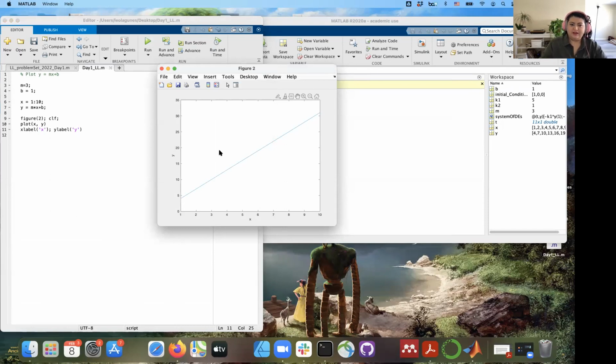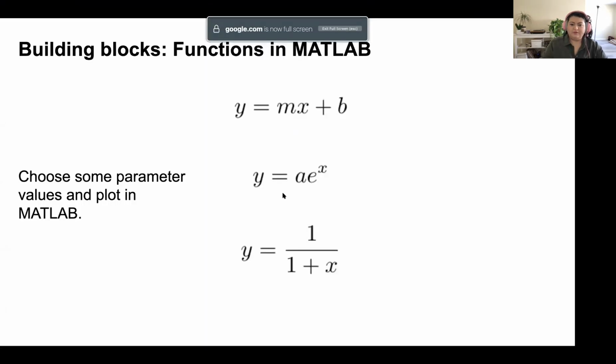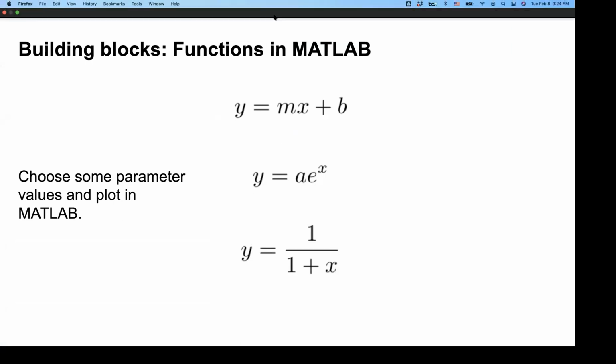Okay, so take a couple of moments to do the same for the exponential function and the hyperbolic function. You can change the 1 to any other number you want. On the exponential, you can use any values for a. E is already defined in MATLAB, and you can define a vector x. Yes, is there a question? Okay, just take a couple of minutes and I'll be here if you have any questions. Just like 2 minutes.